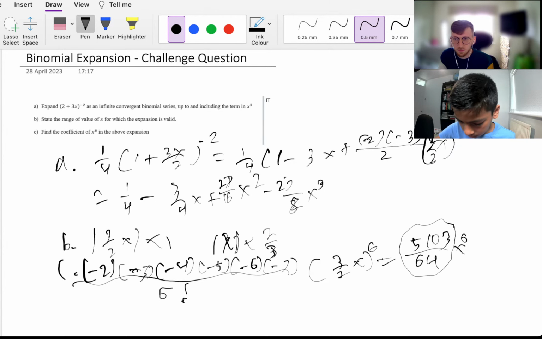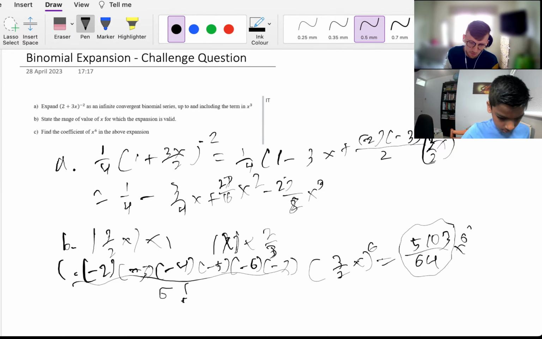Is that your final answer? No, it says just a coefficient, so it's 5103 over 64. Are you sure? Yeah. There's something you missed off. Oh yeah, divided by 4.